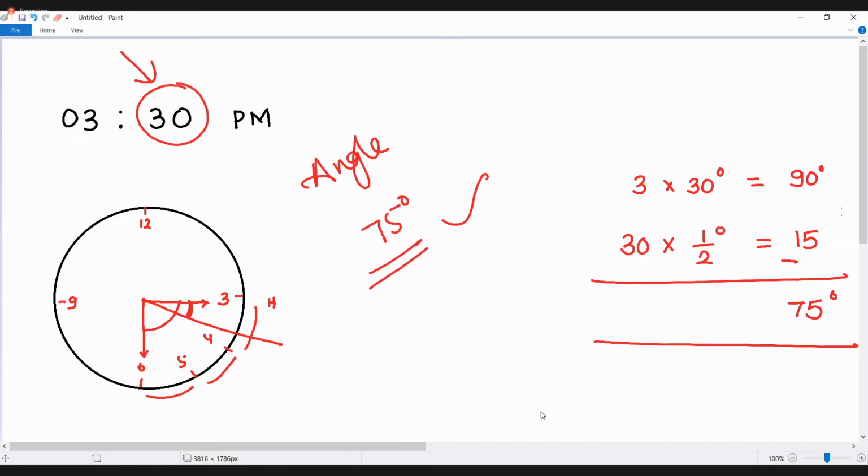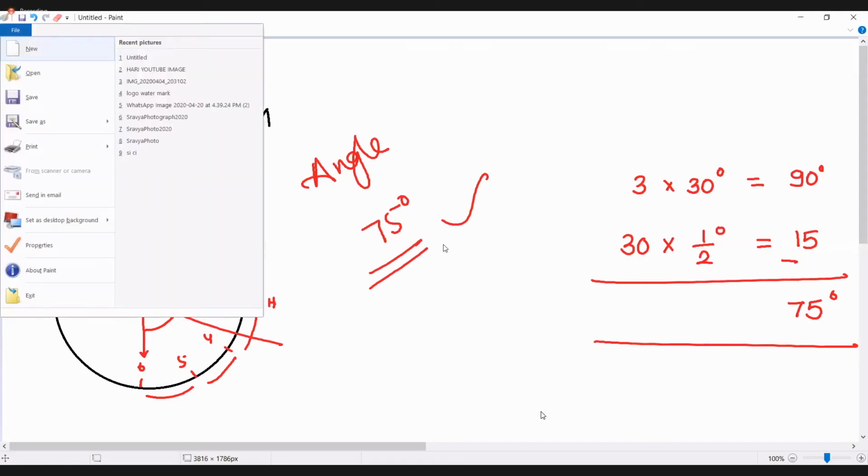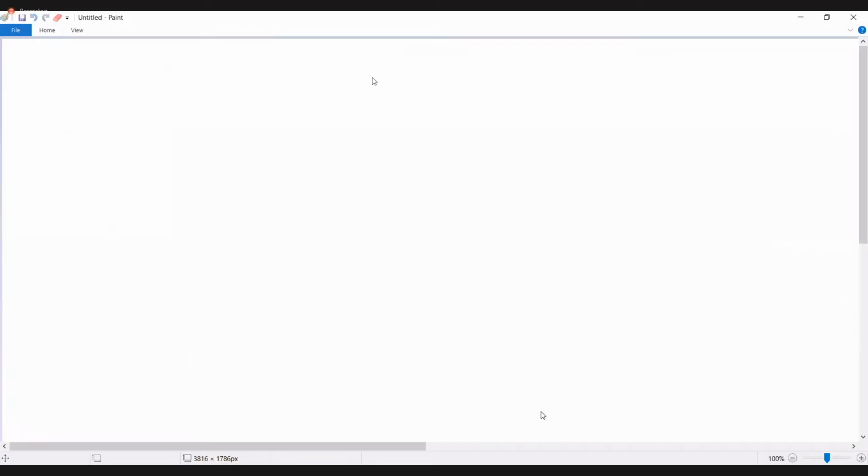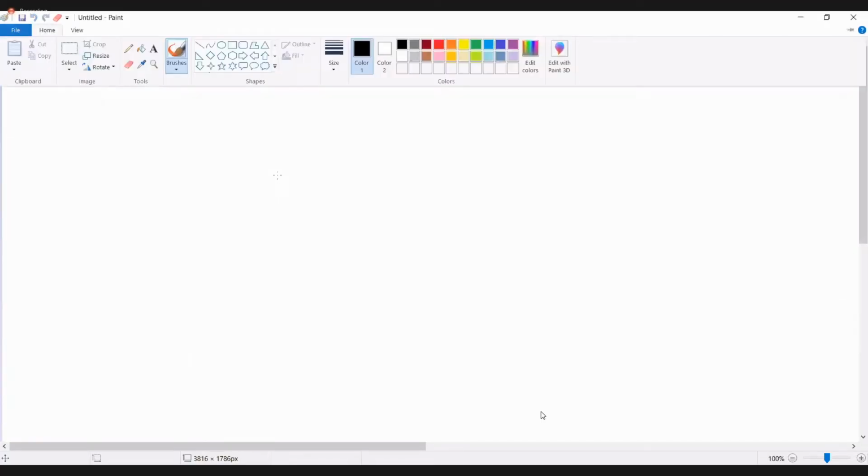I hope you are able to understand. Yes, nice, good response from the students. So let me give you one more question. Whoever understood this, try the next question and give me a response for this question at least.